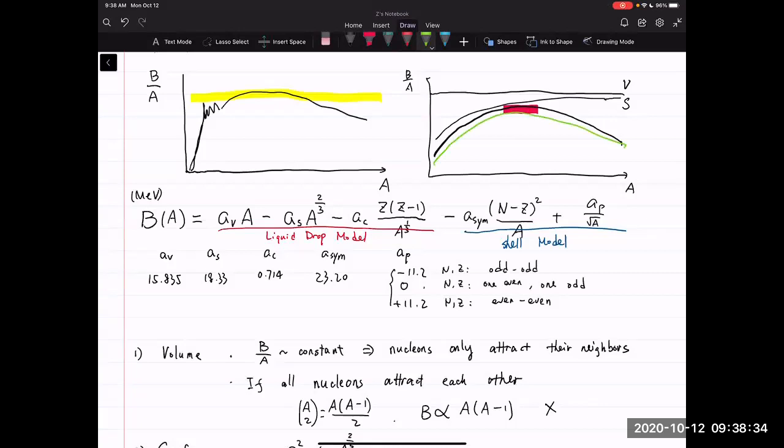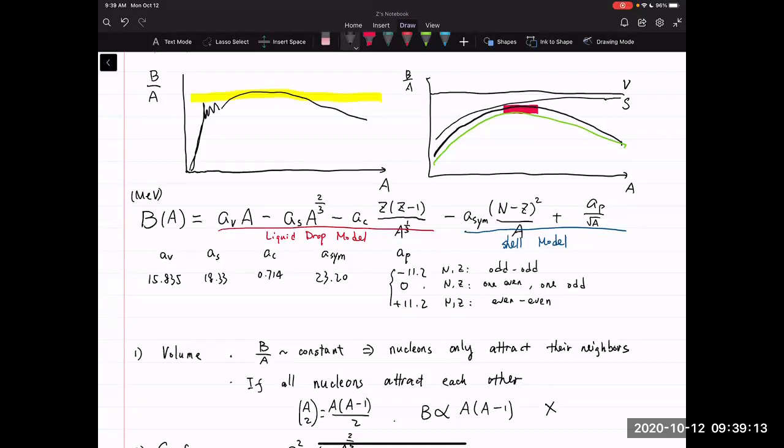So this last curve is indeed very close to the experimental observations. In fact, for most of the nuclei, the accuracy is better than 1%. So now with all these numbers, AV, AS, AC, ASYM, and AP, we don't even need to go back to the chart of nuclei. You can use the simple semi-empirical formula to estimate the binding energy of the nuclei.